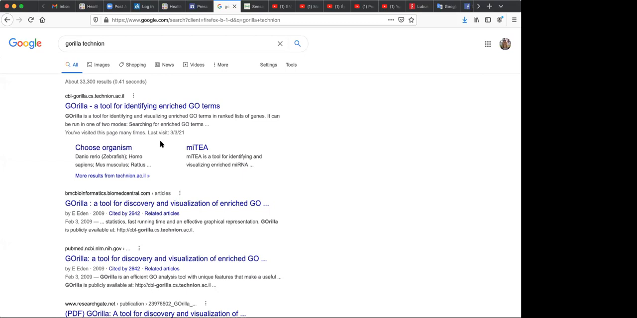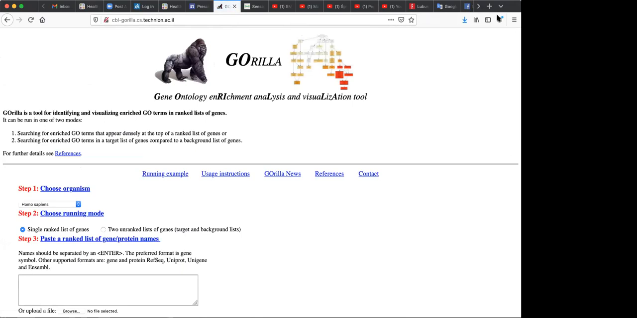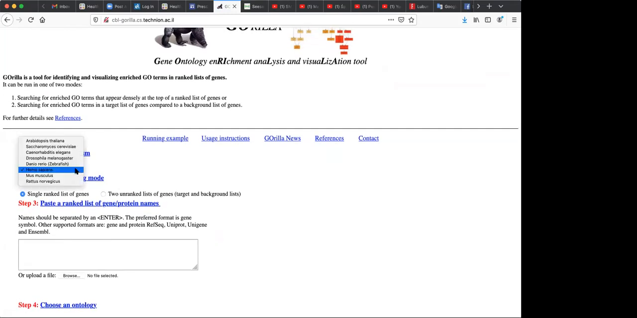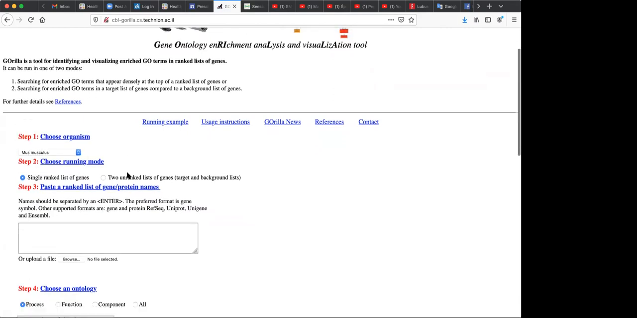Okay, I am going to start to share my screen. So you see, this is the website, Gorilla, a tool for identifying enriched GO terms. Just let me know in the chat if you are seeing the Gorilla website that I browse now. Yes, okay, great. So let's do it. We have to choose step one, choose the organism. So let's mark Mus musculus for the mouse.